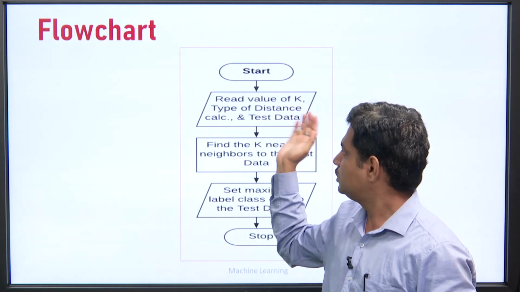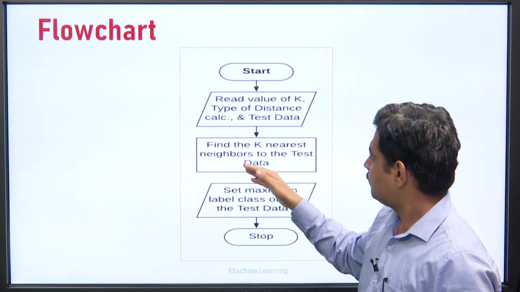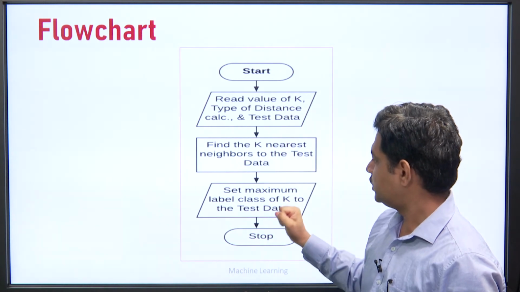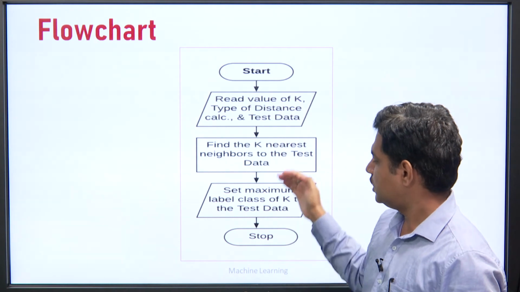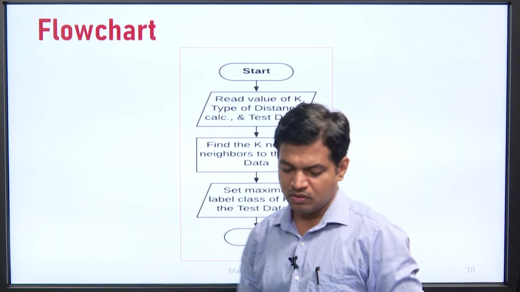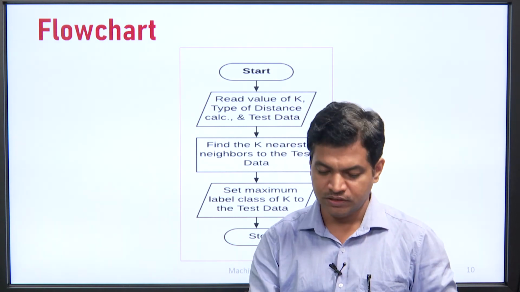Load the value of k and the data sample, find the k nearest neighbors of the data, then select the maximum label class among the k neighbors, and then stop. So, this is the flow of the algorithm, and these steps are already explained.